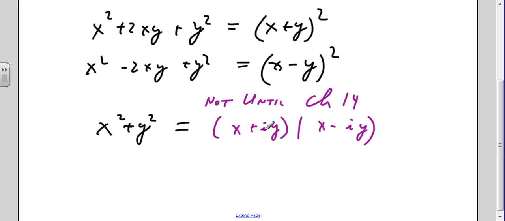So now i times i is minus 1, and there's another minus sign, so that becomes positive, and the inner terms go away, and I can factor. But I can't do that until I get to chapter 14. But in chapter 14, I'm going to be able to do that.